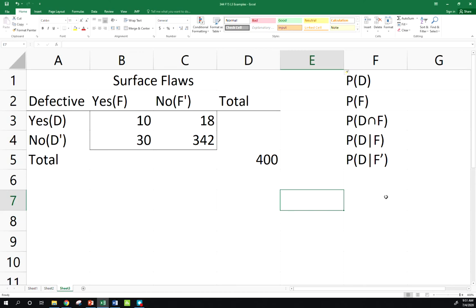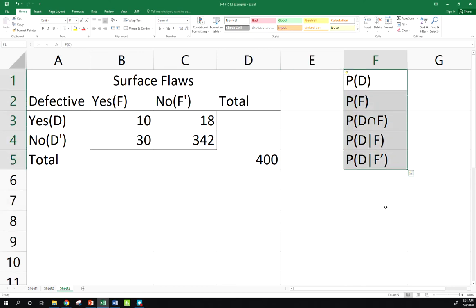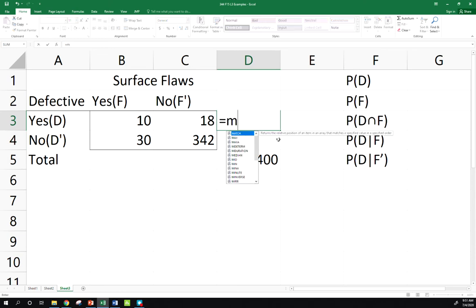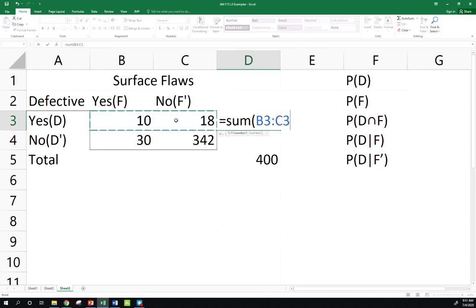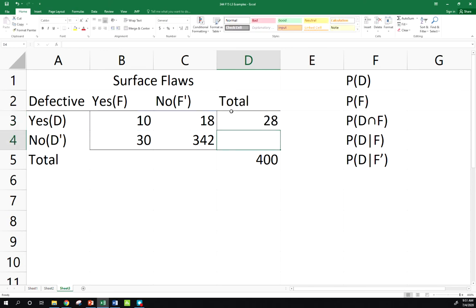Put our data over here in Excel. And here are the probabilities that we're interested in. So this is what we want to find. To find my overall probability of being defective, I'm going to need my marginal totals here. I'm going to use this sum function. There's only two of them, I could have just said B3 plus C3, but that's fine. I'm going to go ahead and find my marginals here.